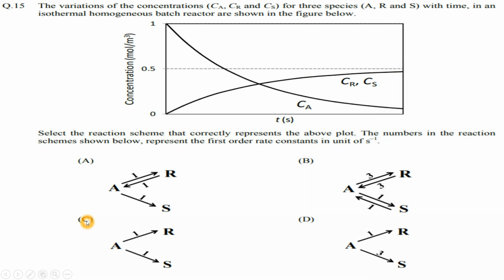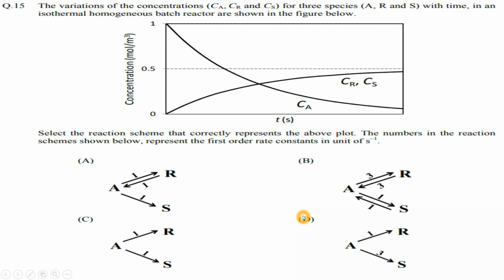Again we will check option C. You can see here A gives you R, A gives you S. These are irreversible reactions, and again the rate constants are the same. So this can be true, since the rate constant is the same for both and both are irreversible. So they will achieve the same concentration with time.